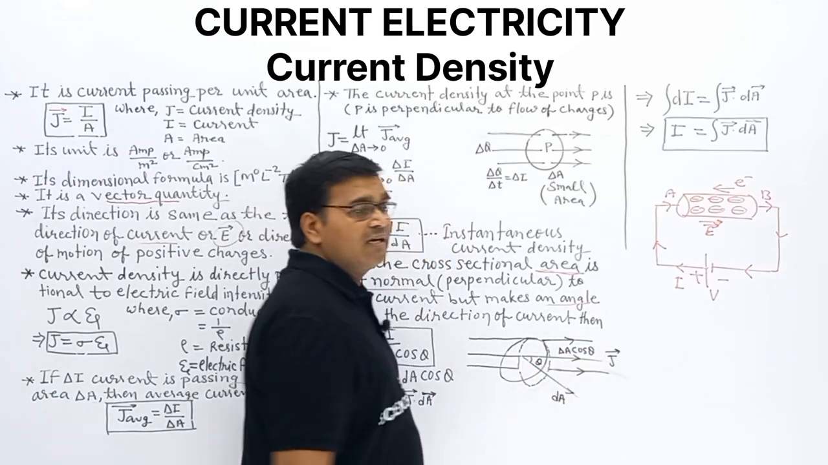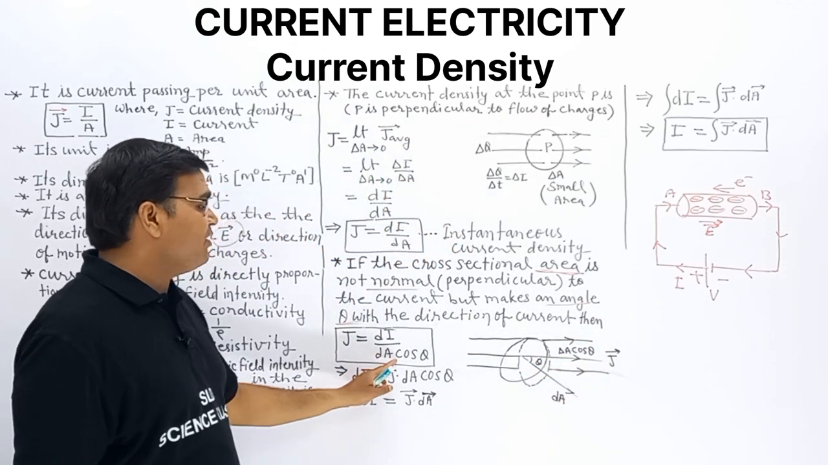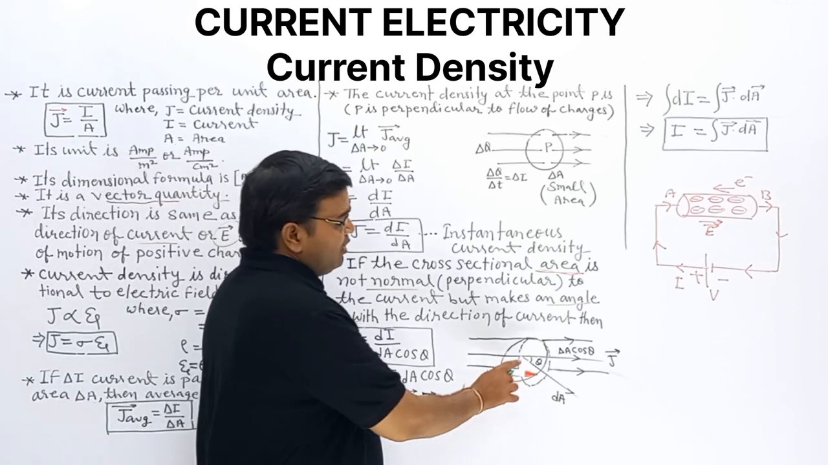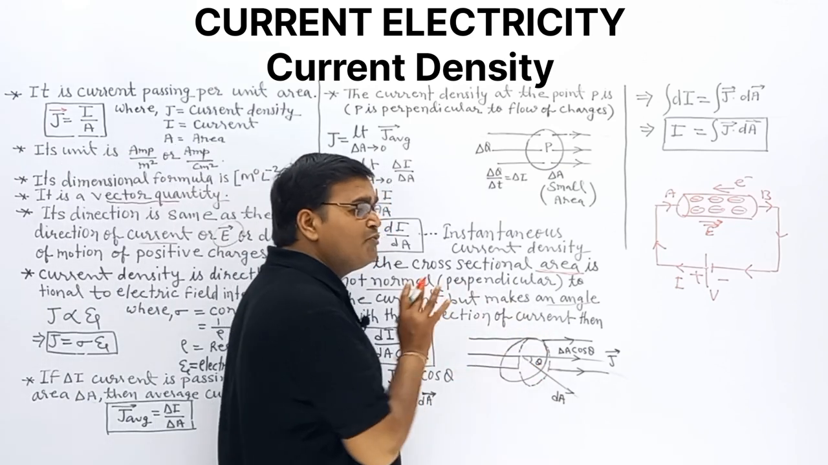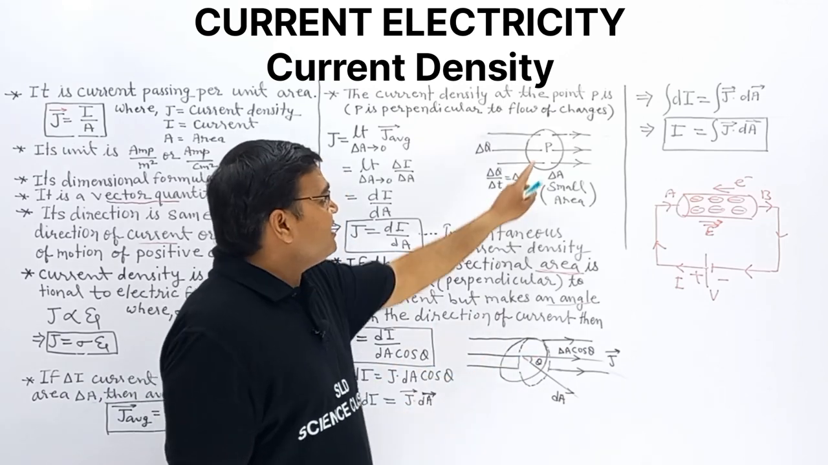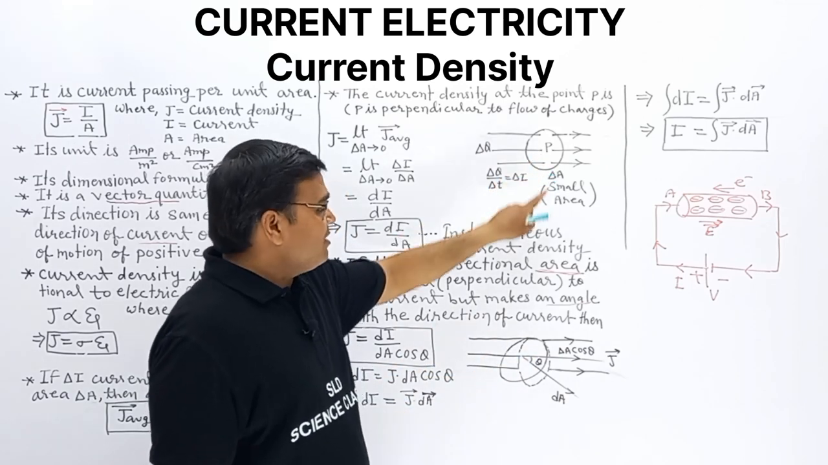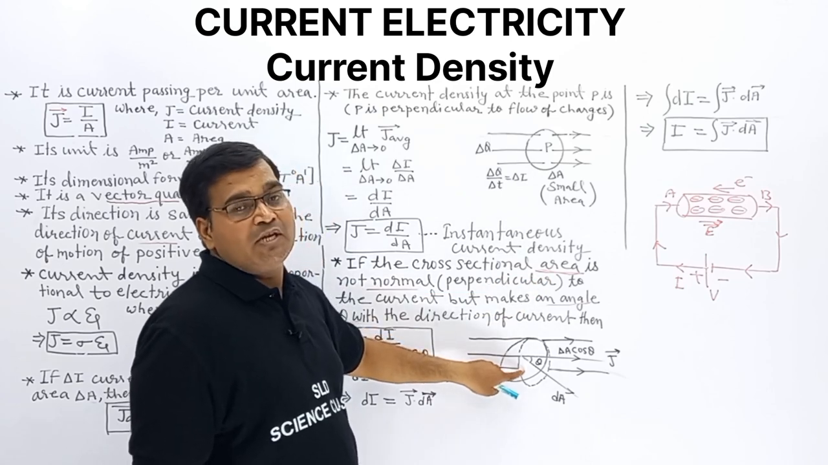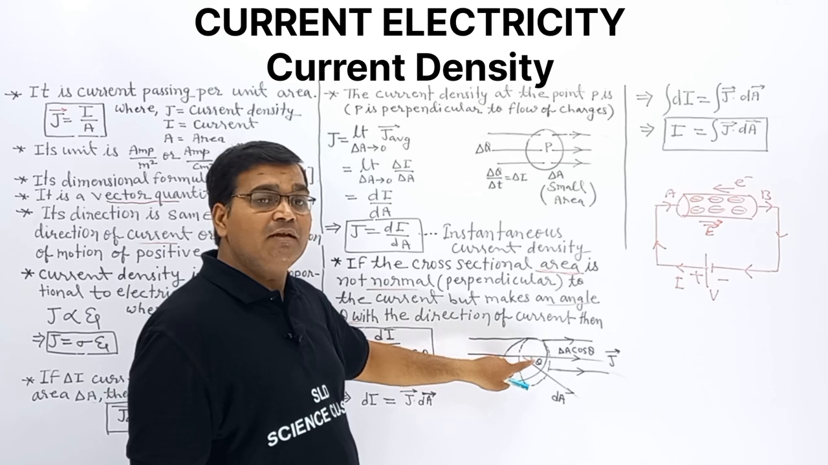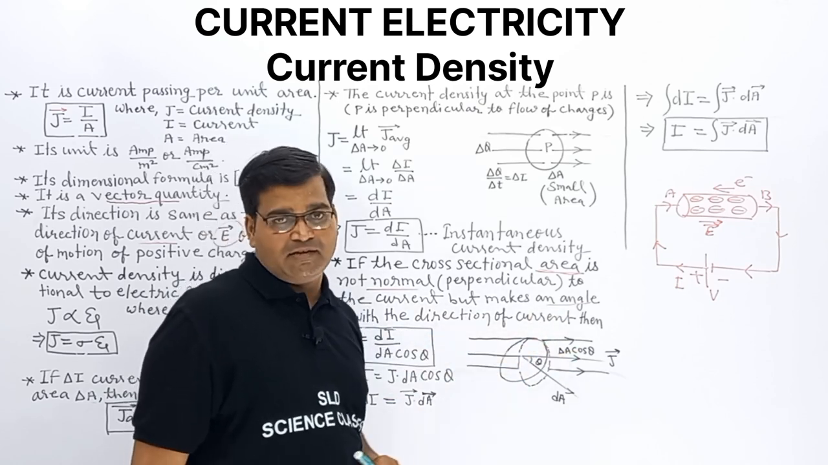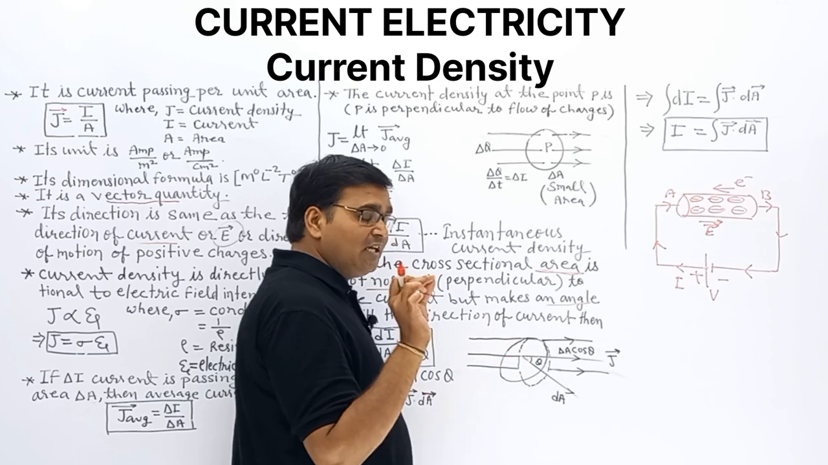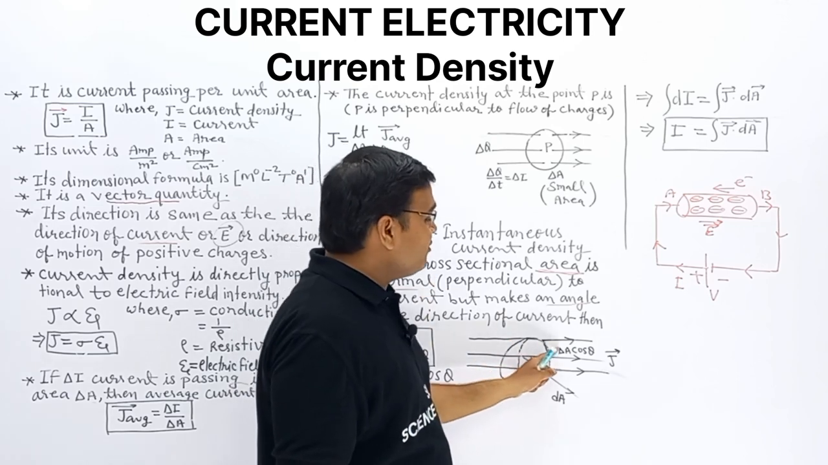This component, delta A cos theta. Are you getting it or not? We moved this surface at theta angle. At that time it was perpendicular, but now this surface area is having theta angle with the current. Then this is the delta A, dA, and its component will be what?